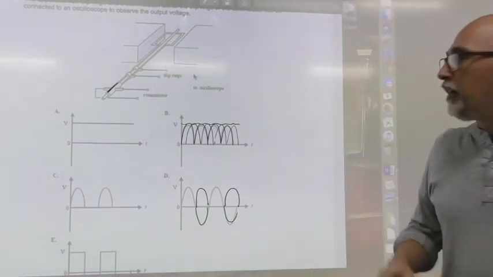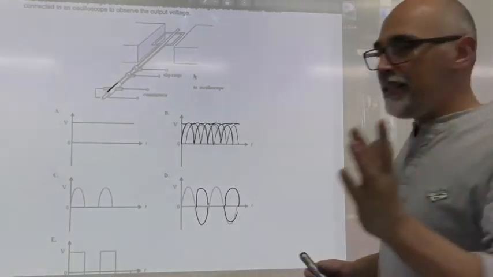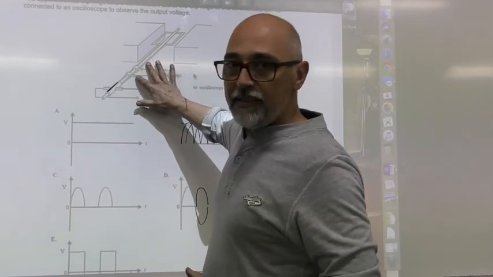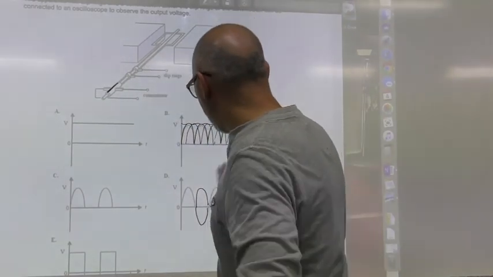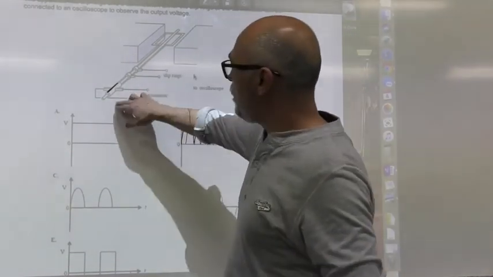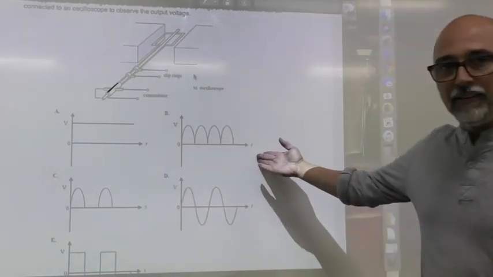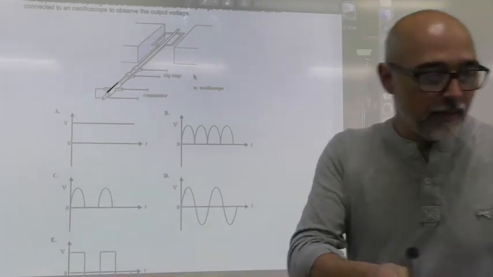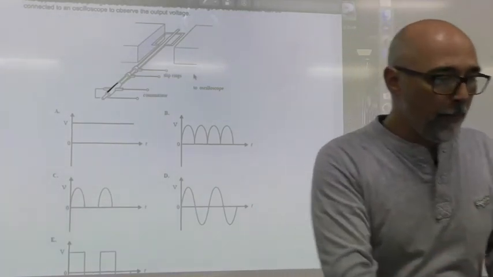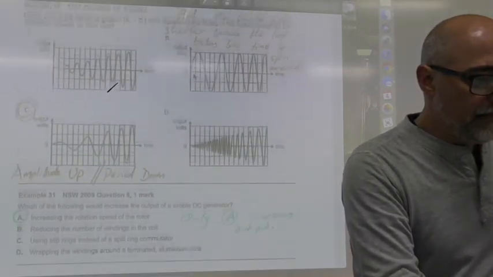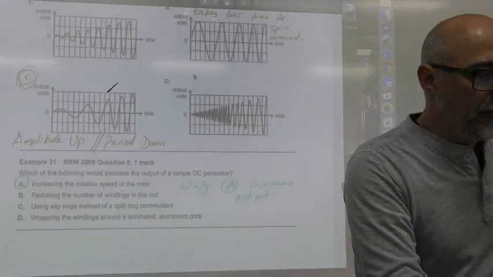So, don't forget that. That is an important little idea. Slip rings, AC current. Put a commutator in there, lumpy DC, right there, all right? That is something that you need to remember, okay?